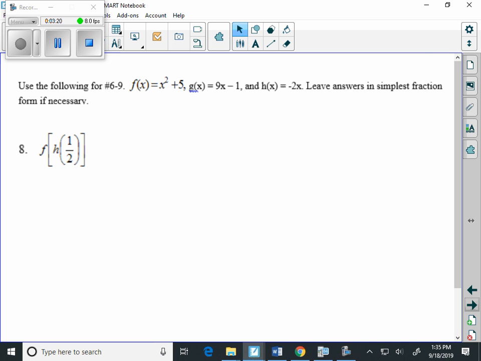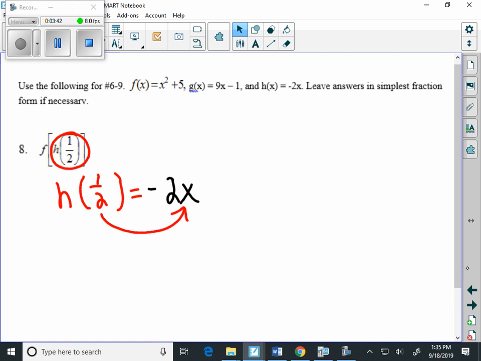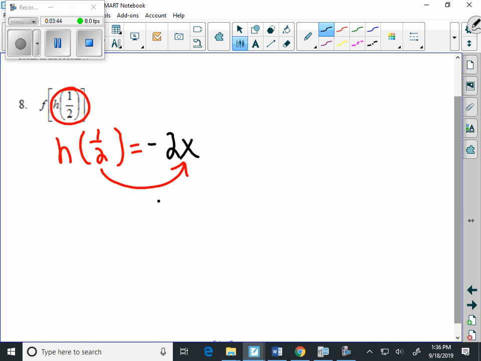Number 8, f of h of 1/2. Once again, start with the h of 1/2. Notice we're starting right in here. h of 1/2. Well, our h function is negative 2x. So we're going to take this value of 1/2 and put it back in for the x. And when we do, we get negative 2 times 1/2. Type it in your calculator if you need to, but that equals negative 1.